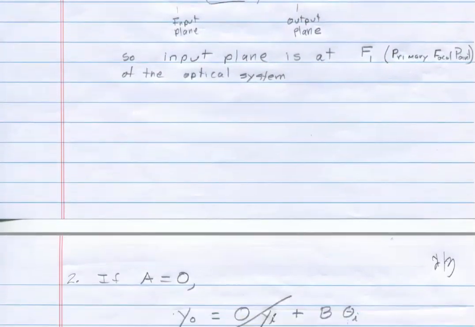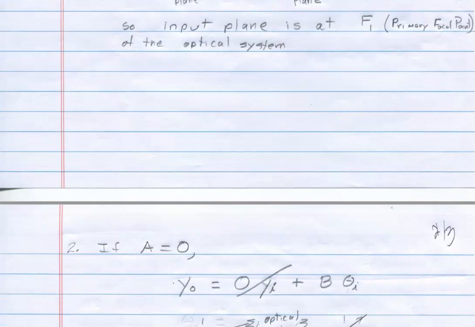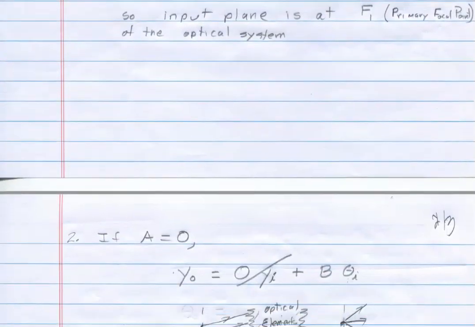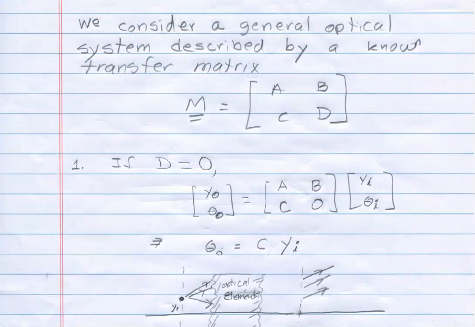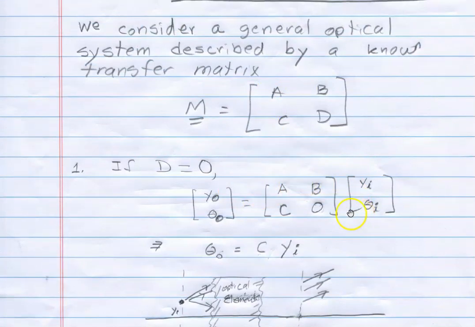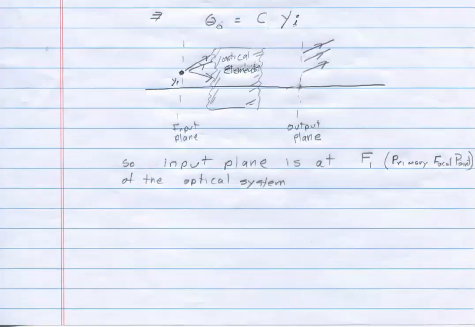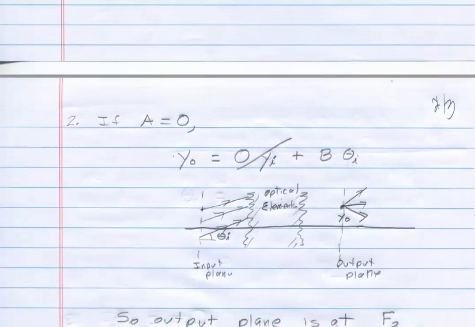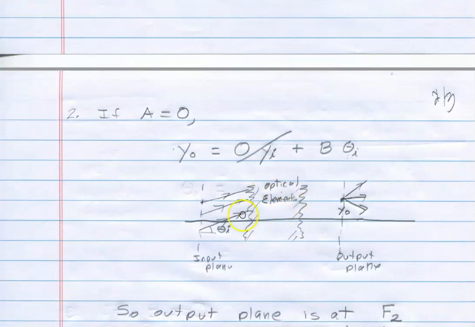Well, let's take a look a little further. Now let's take a look at the case where A is equal to 0. Again, if you multiply A times this matrix here, you'll get A yi plus B theta i. But if A is 0, I just get B theta i here. And that's what we have here. Again, I've got some optical instruments in here, an input plane and an output plane.